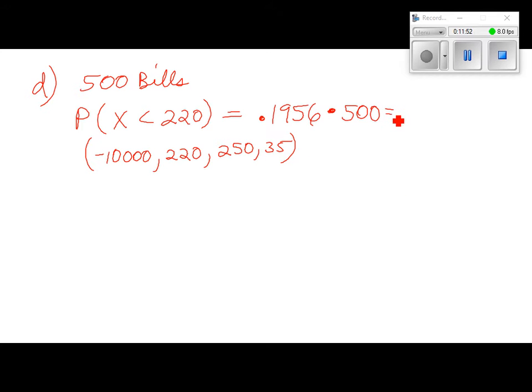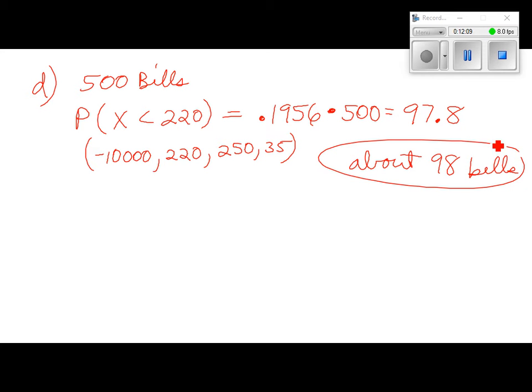What did it come out to be? 97.8. So are we going to leave our answer 97.8? No. We're going to say about 98. About 98 of the bills will be less than $220. So about a fifth, about 1/5 of all bills are less than 220.